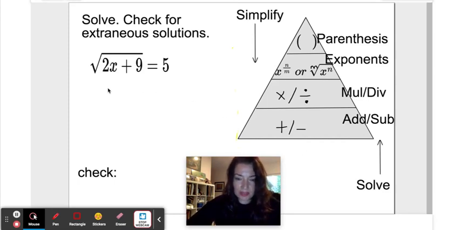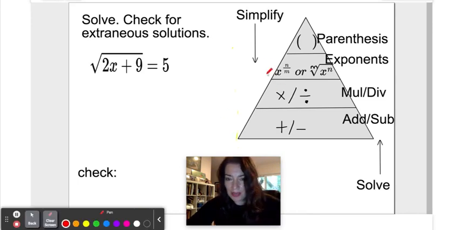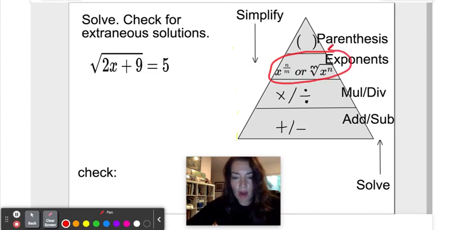The square root of 2x plus 9 equals 5. And then what we're asked to do is you always want to check for extraneous solutions. I'll talk about that in a moment. Looking at our equation, we have the square root of 2x plus 9 equals 5. So looking at the pyramid, that would put us right here under exponent. We are using opposite operations. So the opposite of square rooting is squaring. So what we want to do is square both sides.